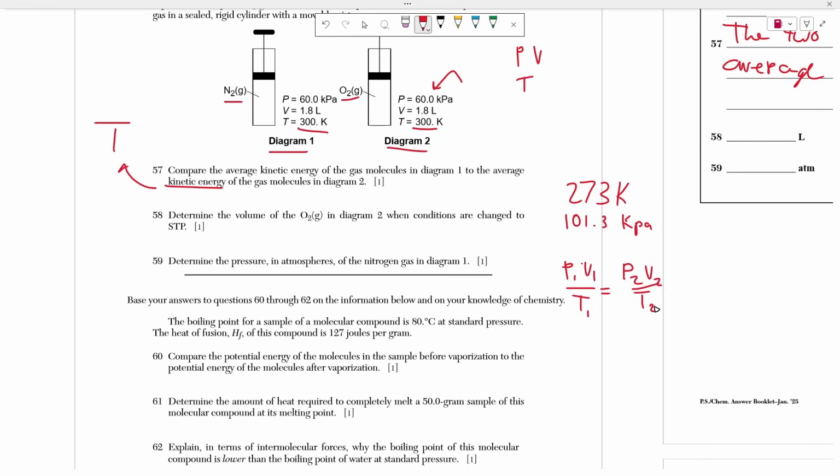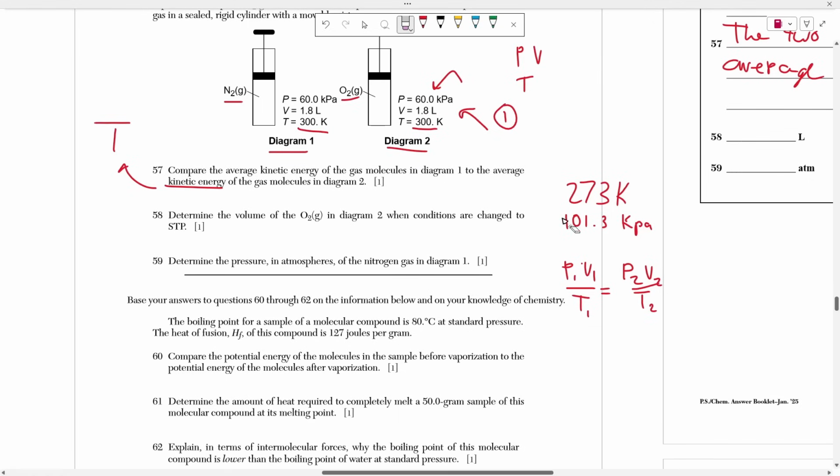Okay, so why does this matter? Well, this matters because P1, V1, and T1 are my initial pressure, my initial volume, and my initial temperature, and P2, V2, and T2 are my changed pressure, volume, and temperature. Okay, so these are my initial values. That's always going to go with anything with a subscript of 1.